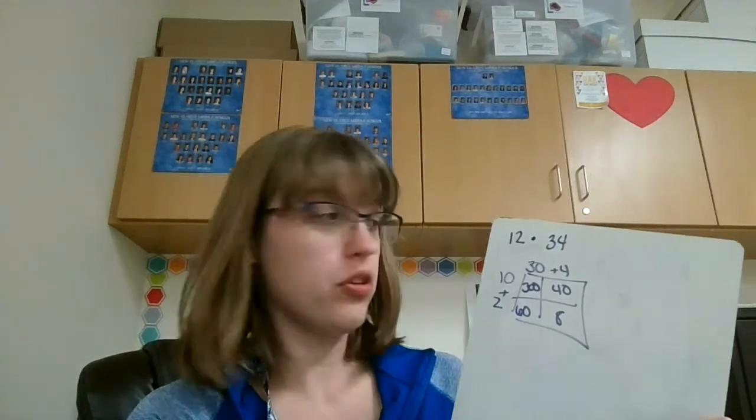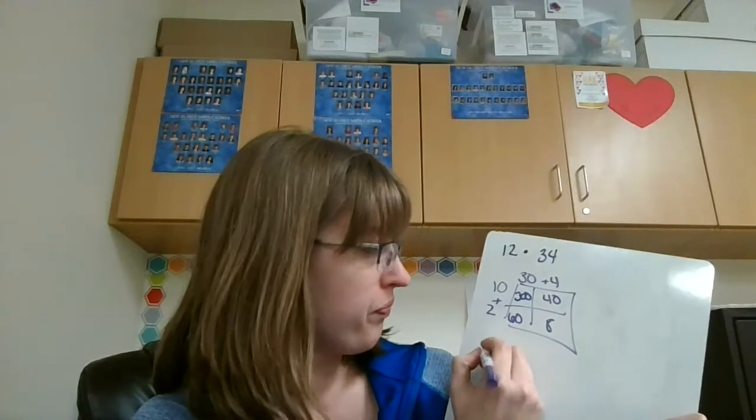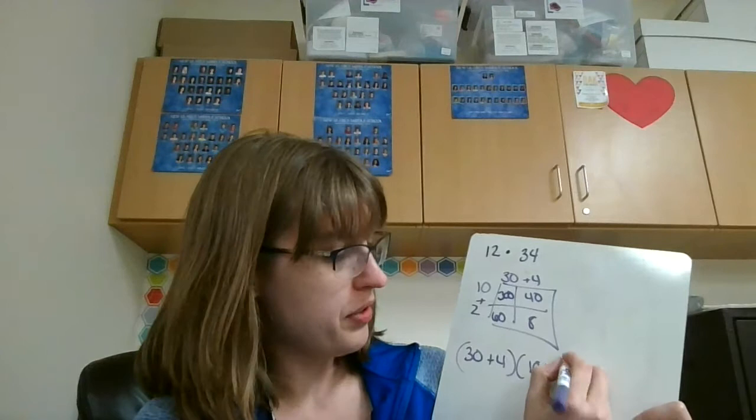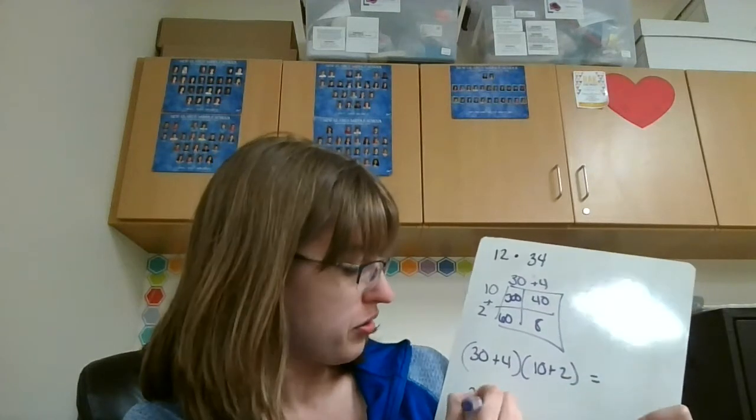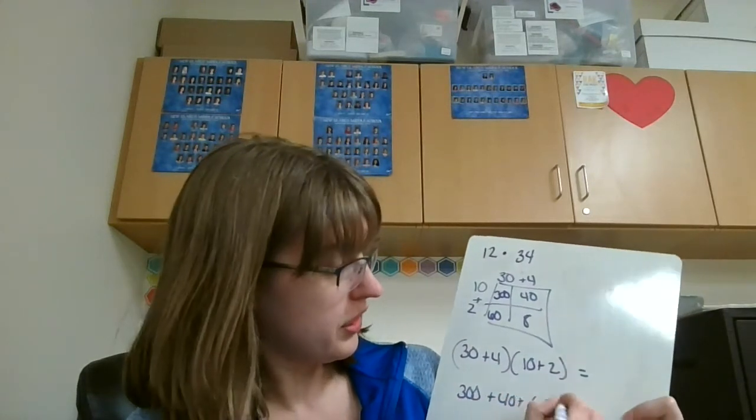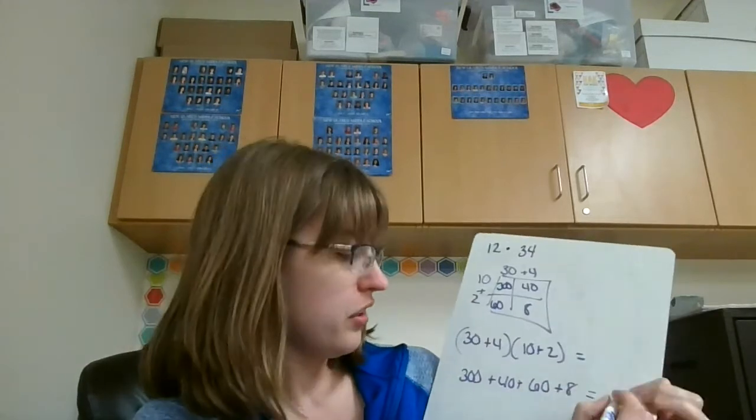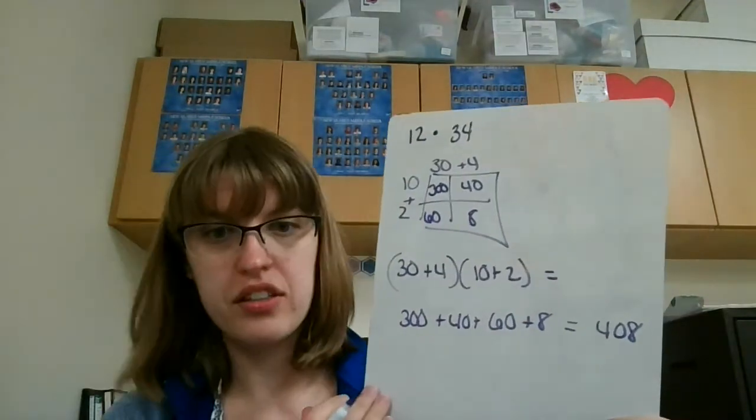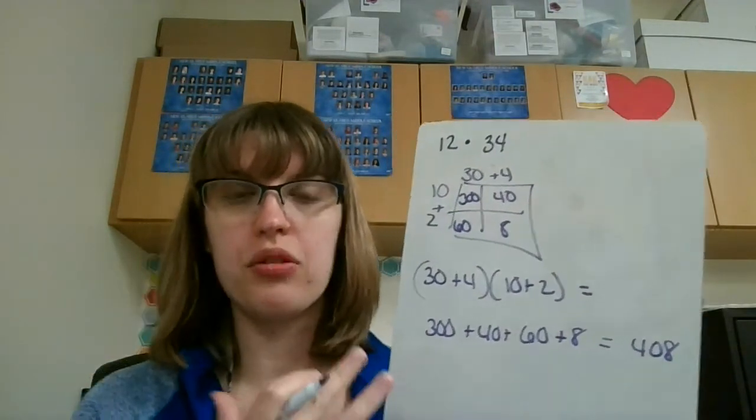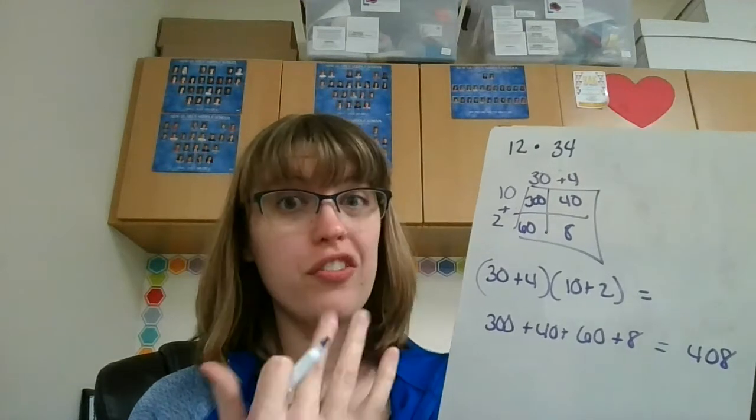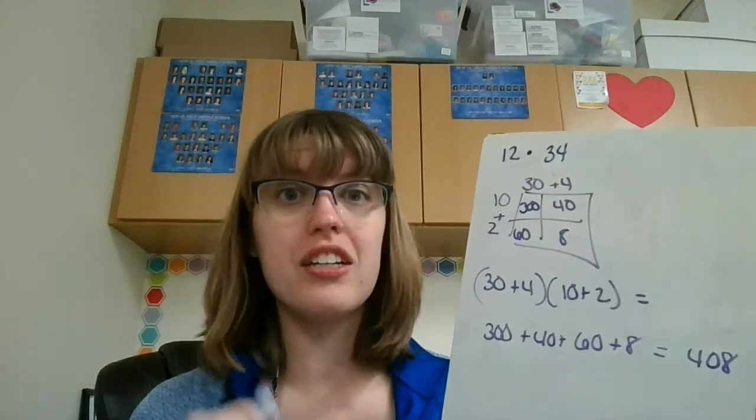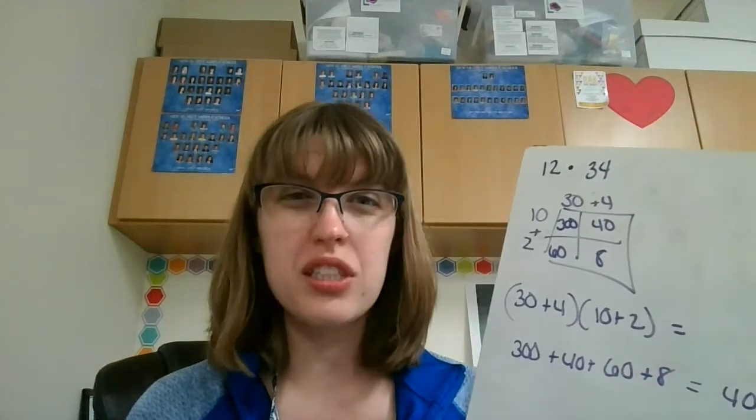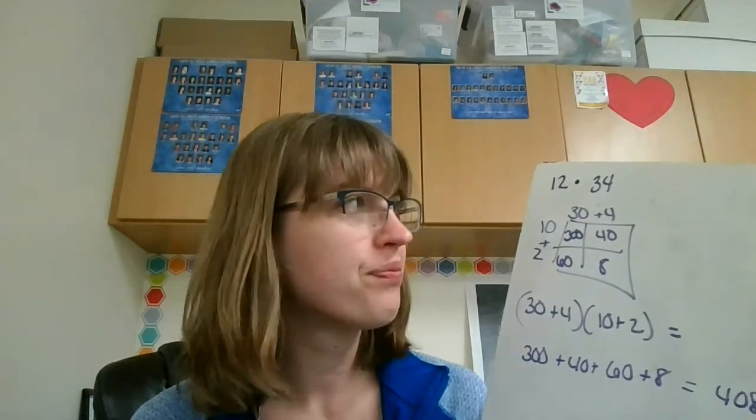Then what I look for as an answer was something like this. The 30 plus 4 times the 10 plus 2 equals 300 plus 40 plus 60 plus 8 equals 408. That was the distributive property that you had learned so far. But if you remember, we actually learned another part of the distributive property that very few of us have been doing. So let's bring it back, shall we?